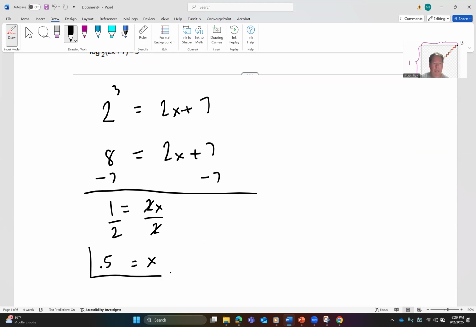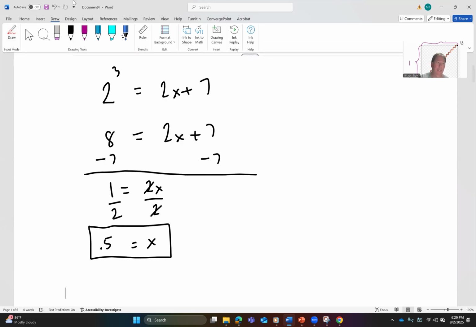All right, now we have to be careful whenever we solve a log equation, because the answer that we get, even though we did the work correctly, may not check out. That's because we cannot take the log of a negative number. So let's ensure that we do not get that situation. Let's check this in the original equation. The original equation was log to the base 2 of (2x + 7) equals 3.